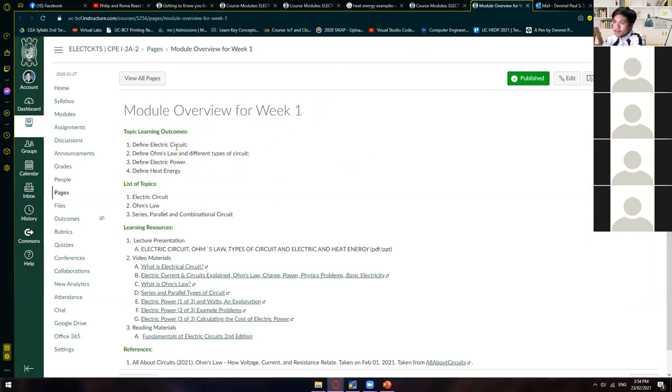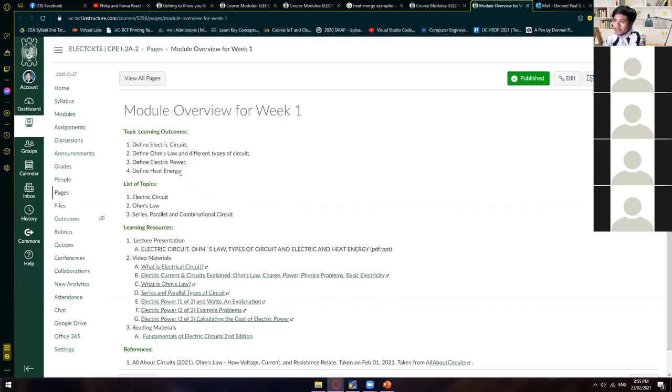All right, so under module one, which is Ohm's law, heat, and energy, here are the topic learning outcomes. Of course, we're going to define the electric circuit. We're going to talk about Ohm's law and different types of circuit, which are series and parallel. And then we're also going to define electric power. What happens if we have this electric power turn into heat energy. And then lastly, heat energy.